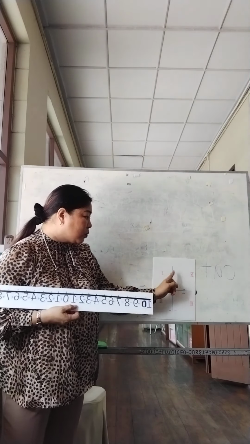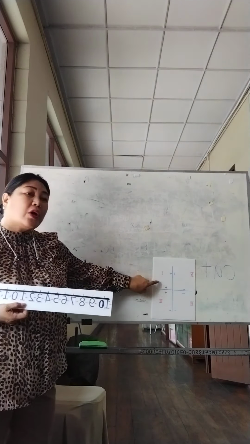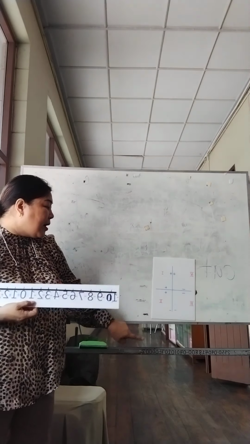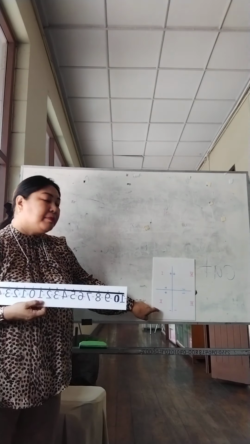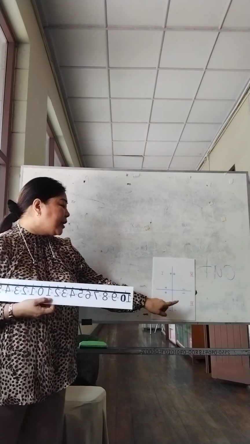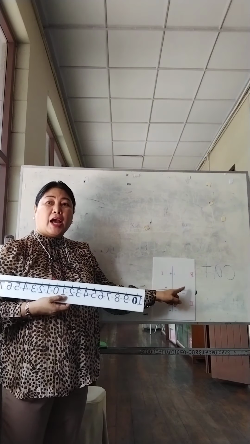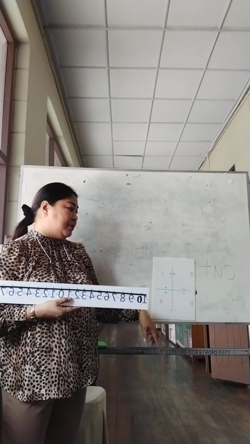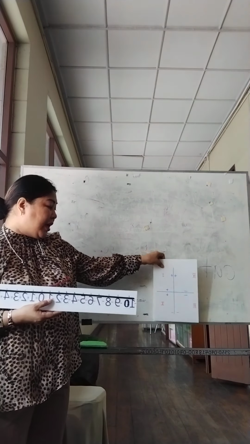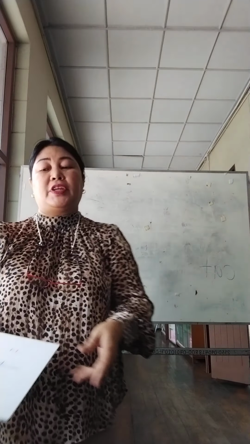So in quadrant 1, when we start, it is all positive. But in quadrant 2, positive and negative. Quadrant 3 is all negative. And quadrant 4, again, negative, positive. After this, we will discuss all of these operations through some examples we will tackle.